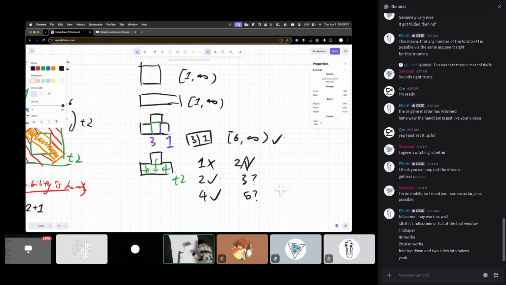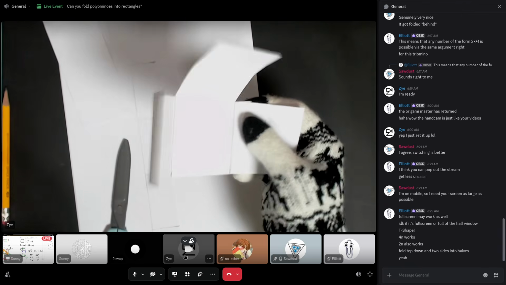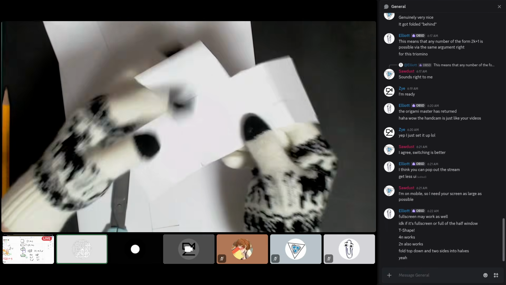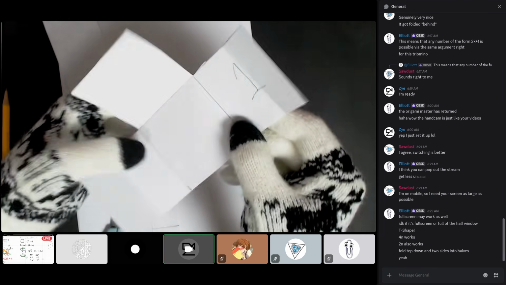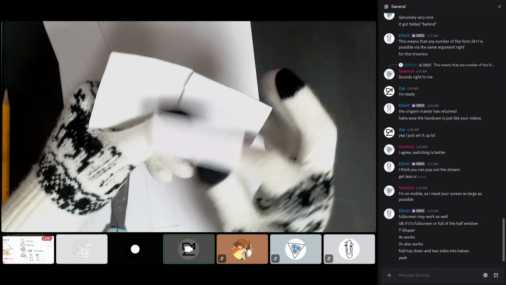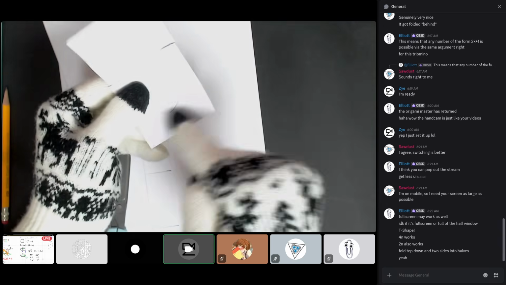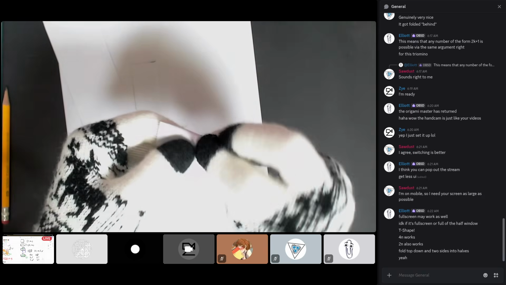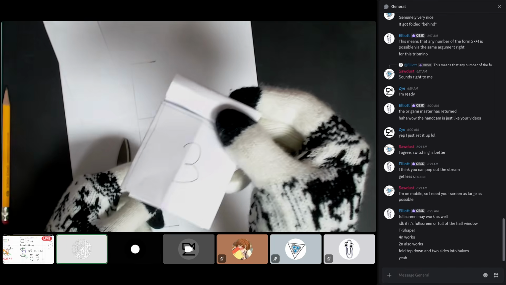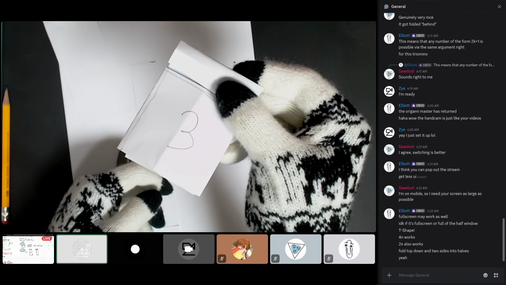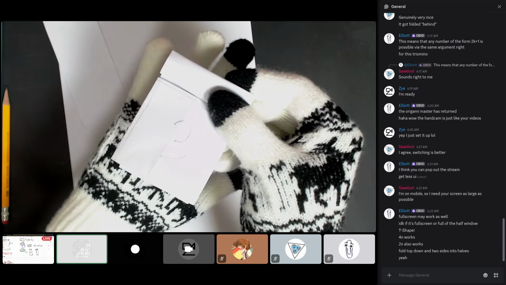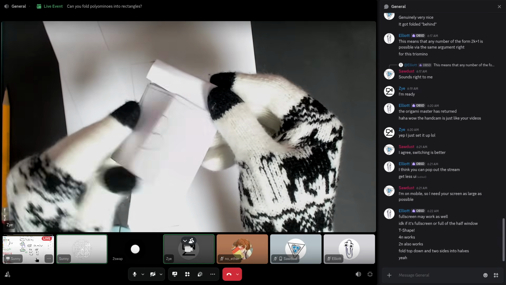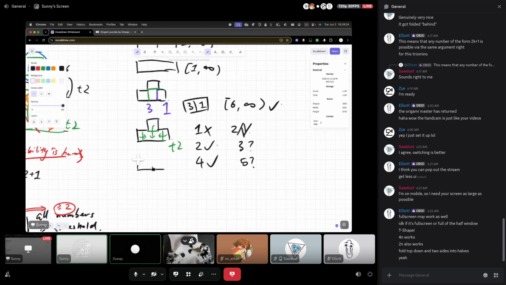I could do 3. You fold two things like this, and then this part is 3, and then you just fold this part 3 times, like that. I'll need somebody to send me a screenshot. It's technically ambiguous which two parts get folded in, but it doesn't matter which part gets folded.